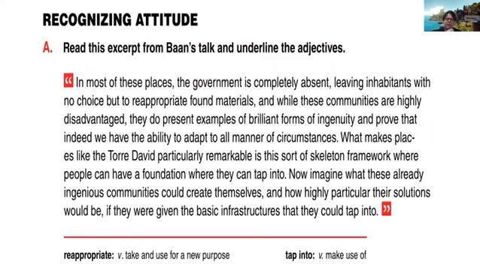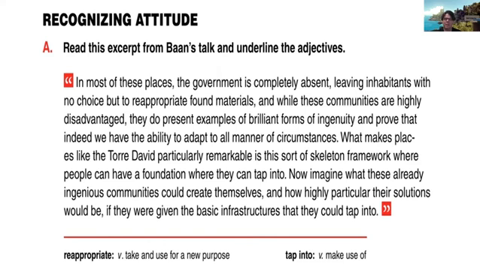All right. Now here, you have to read this quote. I guess I'll reread it. And you need to underline the adjectives. In most of these places, the government is completely absent, leaving inhabitants, the people who live there, with no choice but to reappropriate. So they find things and they reuse them to make things. So to reappropriate found materials, and while these communities are highly disadvantaged, they do present examples of brilliant forms of ingenuity, great ideas, and prove that indeed we have the ability to adapt to all manner of circumstances.